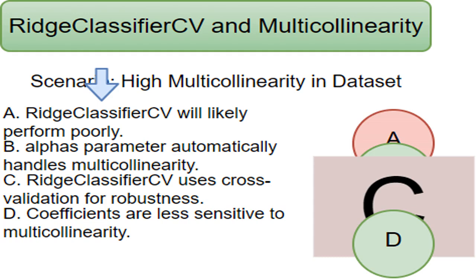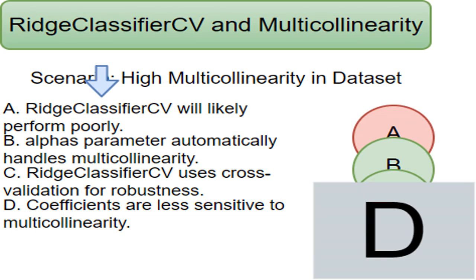This statement is correct. Cross-validation is a great technique. It helps RidgeClassifierCV find the best alpha value, leading to a more reliable model that is less affected by multicollinearity. It's like trying out different model settings on different parts of the data, and choosing the one that works best overall. Statement D is correct.